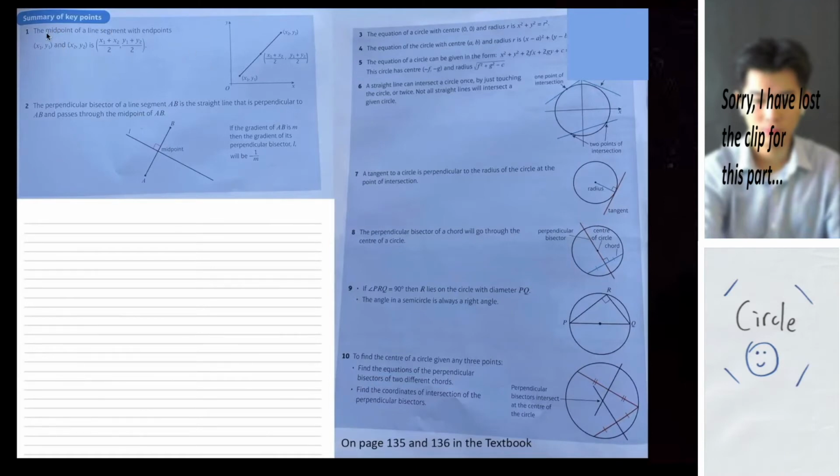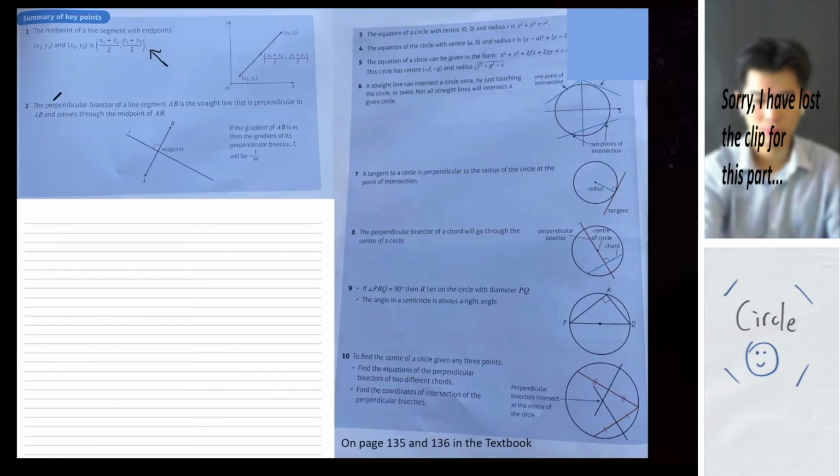For part 1 here, the midpoint of the line segment with endpoints (x1, y1) and (x2, y2) is ((x1 + x2)/2, (y1 + y2)/2). Let's say these two points here. If you want to know the midpoint for the x coordinate, it would be this one plus this one, divided by 2. And for the y coordinate, it would be y2 plus y1, divided by 2. So the midpoint would be this formula here.